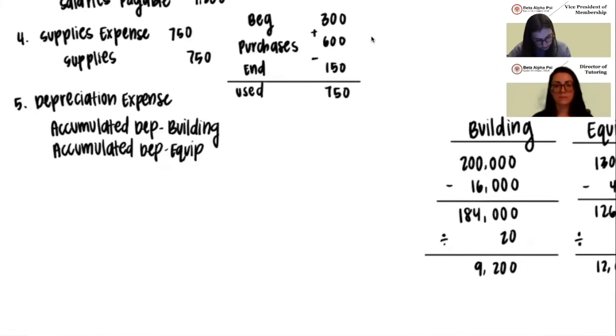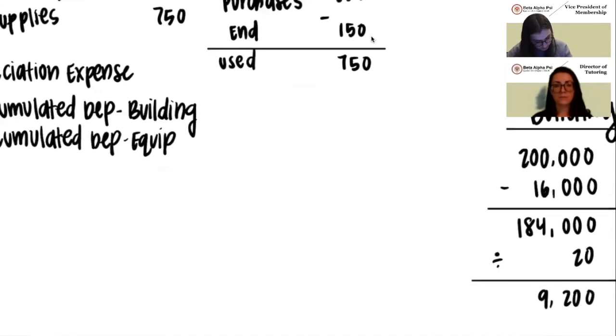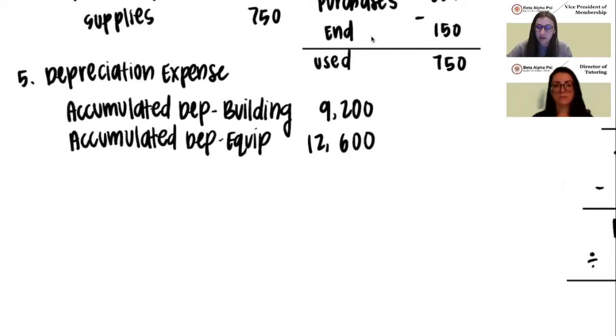So our building accumulated depreciation is going to be $9,200, and our equipment is going to be $12,600. And in order for our debit and credit to balance, we need to add these two numbers to get what our depreciation expense is. So when we add these two numbers together, we're going to get $21,800. And that's the journal entry for that.